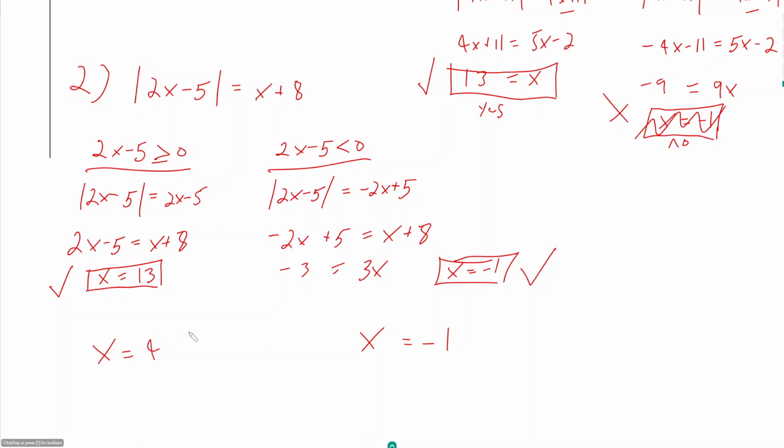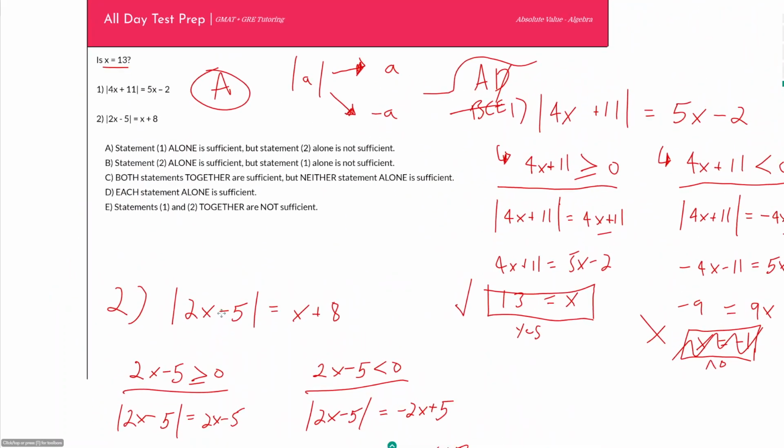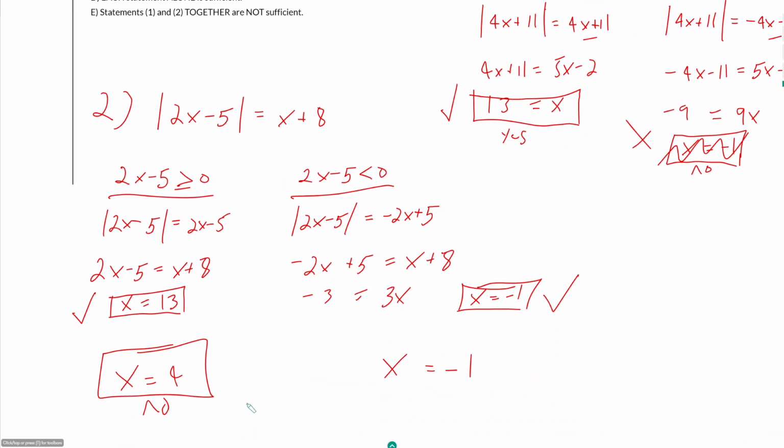sufficient as opposed to insufficient, because here x equals 4, that is a no to our question, because our question is asking, is x equal to 13? And x equals negative 1 would also be a no to our question. And so even though we have 2 different values for x, they both give us a no to our question. In order to be insufficient, we need 1 no and 1 yes. And that is what we have here, because x equals 13 is a yes. X equals negative 1 is a no.